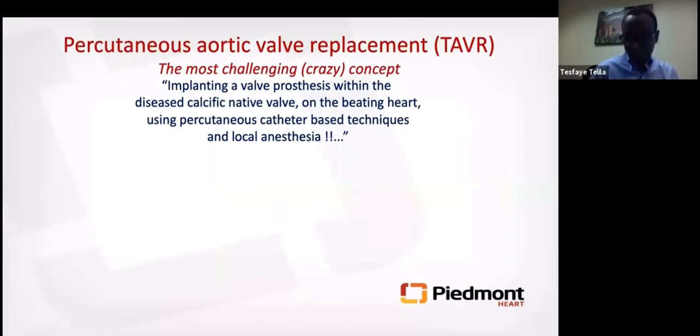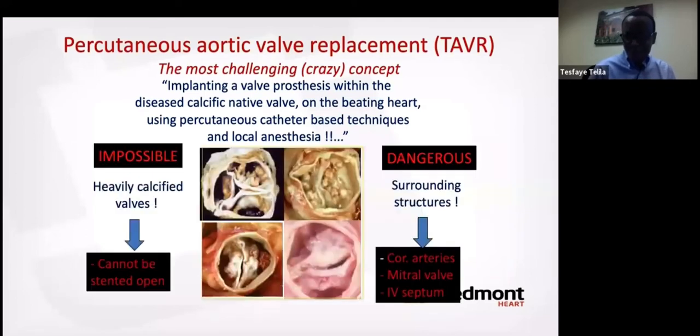How about percutaneous aortic valve replacement? When it was first proposed in the early 1990s, people thought it was a crazy idea to percutaneously place a valve in the aortic position without doing any sort of sternotomy.